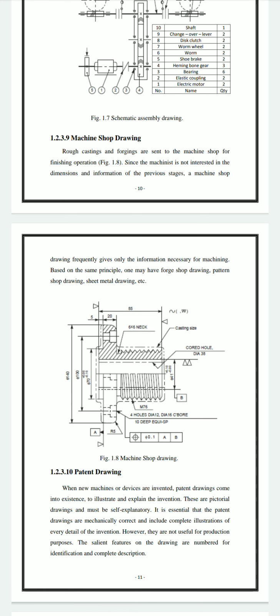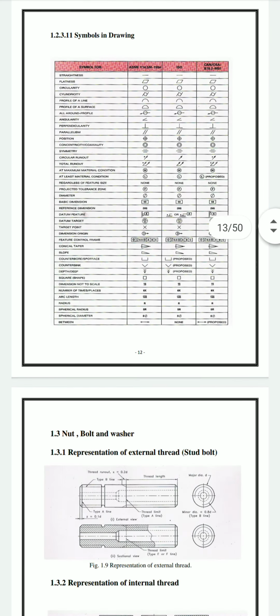The next type is the patent drawing. When a new machine or device is invented, patent drawings come into existence to illustrate and explain the invention. These are pictorial drawings and they must be self-explanatory. These are the different types of assembly drawing.